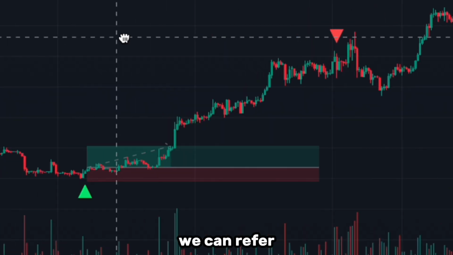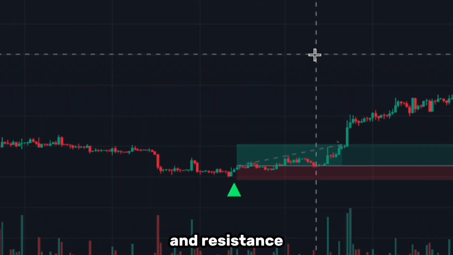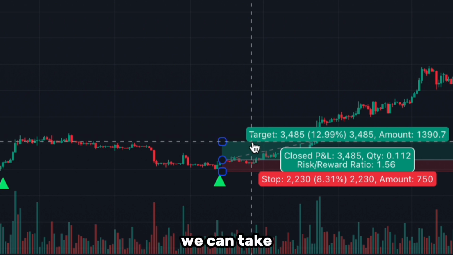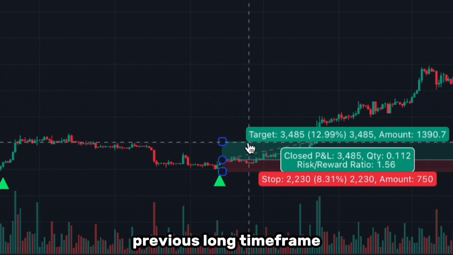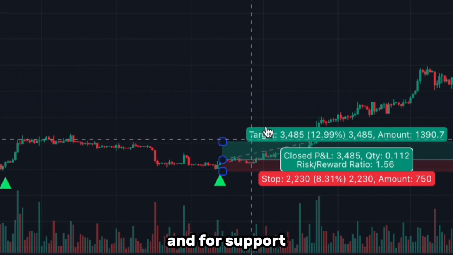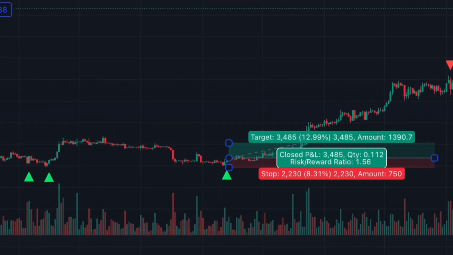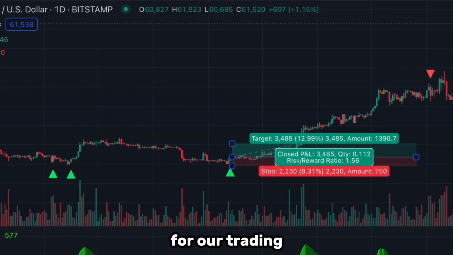signal. We can refer to past support and resistance with high volume accumulation area to determine our support and resistance. Based on this, if we are planning, we can take the previous long time frame sideways as our resistance or take profit, and for support we will take this lower area as our support. Basically, this is how we can plan for our trading strategy.